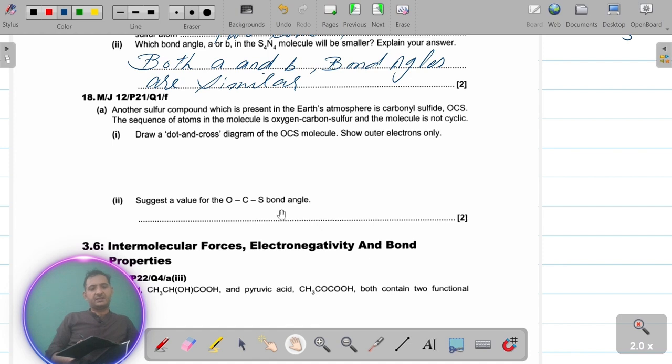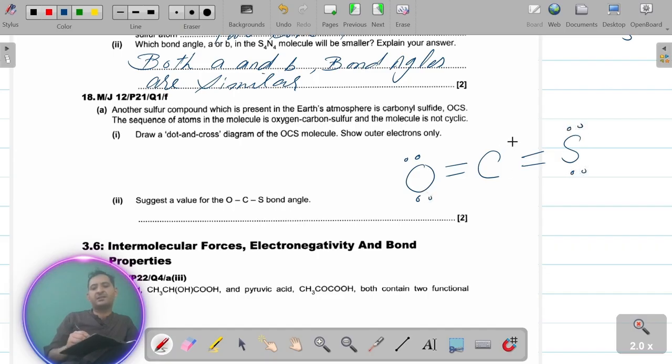So the next question is 18, May June. We are close to finishing. Suggest a value of the OCS bond angle. So draw dot and cross for OCS. Carbon is in the center. This carbon has a double bond with sulfur and a double bond with oxygen. It doesn't matter if lone pairs of electrons are here; they will never change the shape of the molecule. The important thing is the central atom. If the central atom has lone pairs of electrons, then the shape will change. But it's a linear shape. The value of the bond angle is 180, okay.